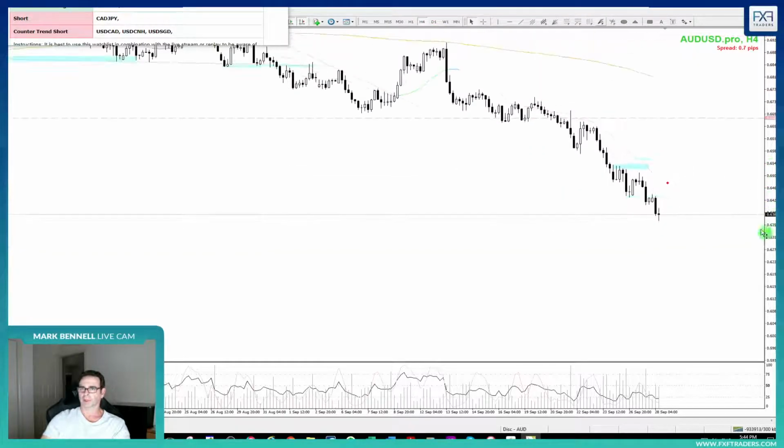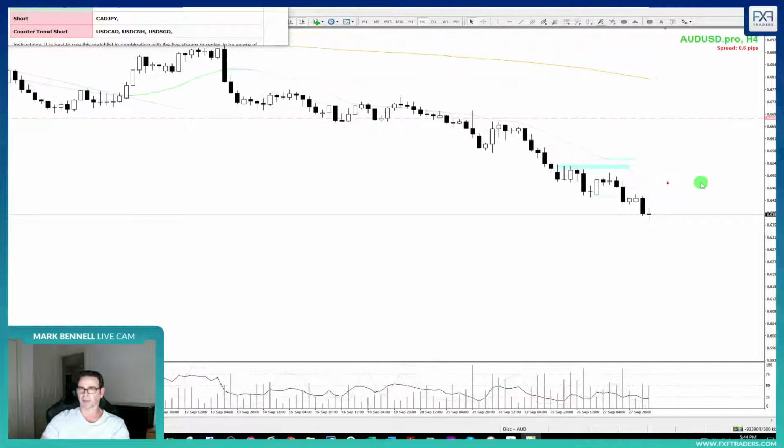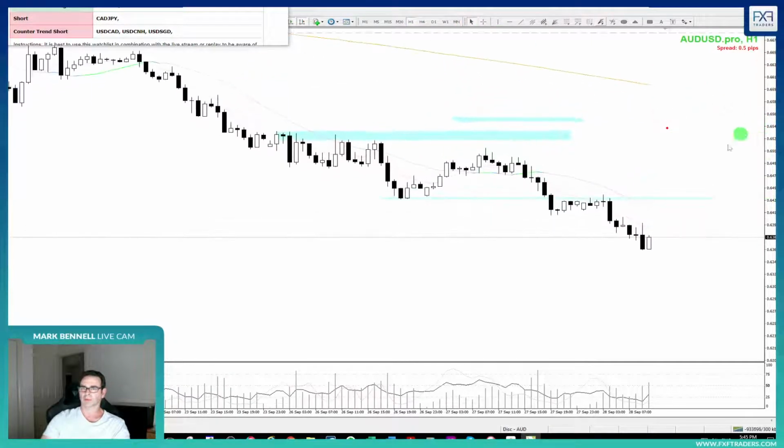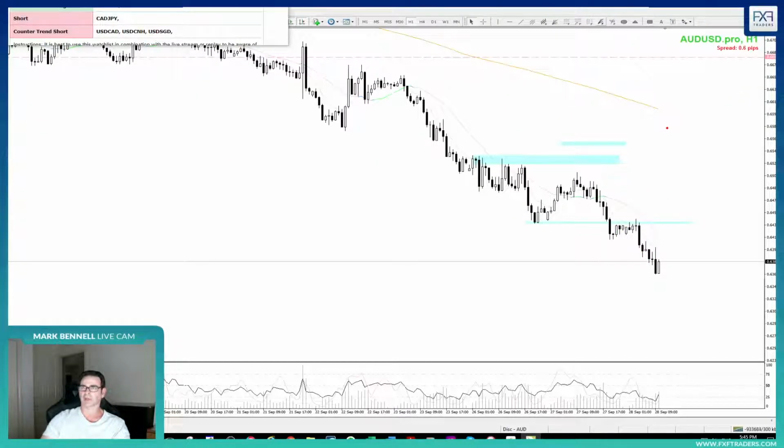Well, the 4 hour didn't. 4 hour just gave a very shallow pullback. I've spoken about the pullback to the 20, to the short term. Now I'm expecting the bigger one. See here, look, short term, bigger one. When you look at the swings. So that's a great example.